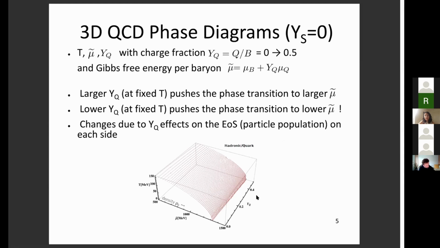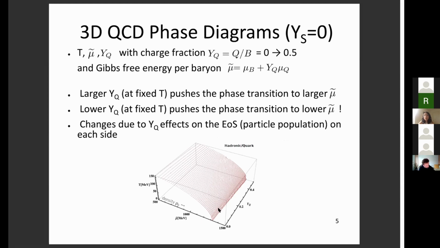So in the quark phase, you're switching from having 2 times the amount of down to having the same amount of up and down. In the hadronic phase, this is much more drastic because you're switching from having just neutrons to the same amount of neutrons and protons. And this change will be much larger for the hadronic phase. And as a consequence, the hadronic phase will soften much more than the quark phase in this more symmetric case.